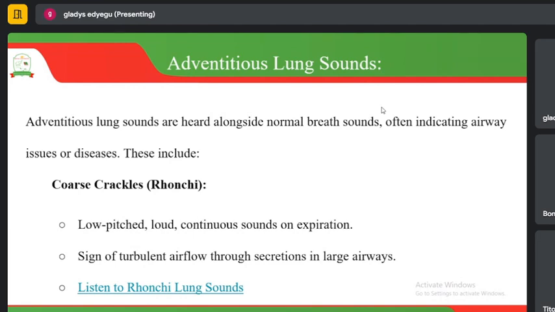As you're listening to these adventitious lung sounds, you should be able to differentiate the rhonchi, that is the crackles. They can make some funny sound when you're listening as the patient is breathing in and breathing out. When you listen to that and you think it is not normal, then you should go ahead to investigate. You can do an X-ray to find out what is happening in your patient's lungs, and there you can intervene according to the findings of your X-rays.